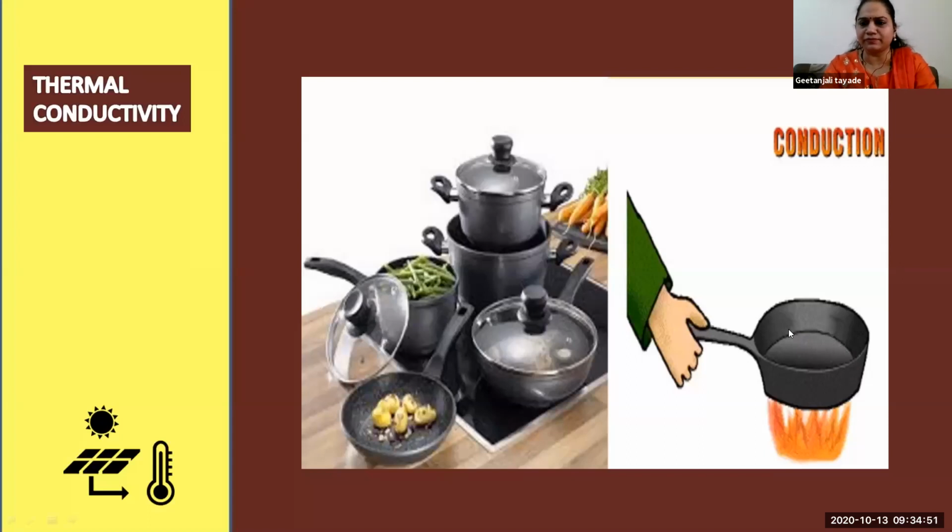Miss, for cooking, we are not using a plastic bowl. We people do not use plastic. Yes, we don't use plastic. Very correct. Then are we using that soil pot for cooking?